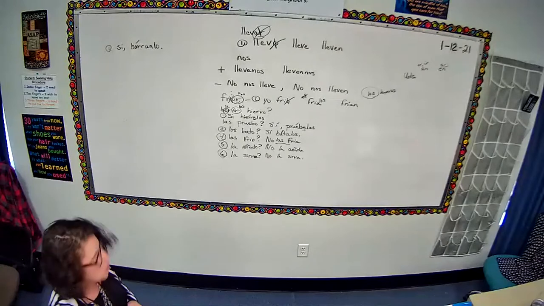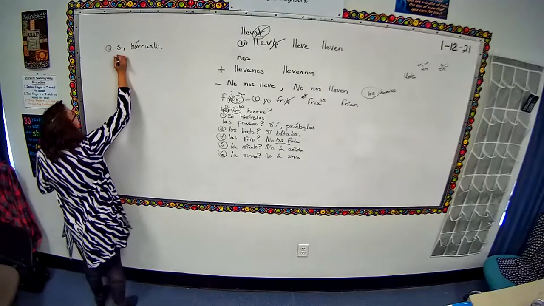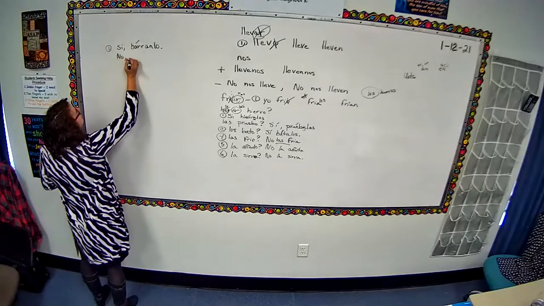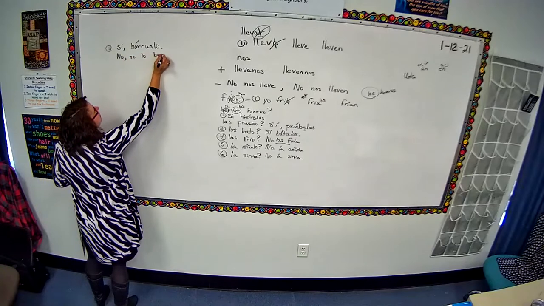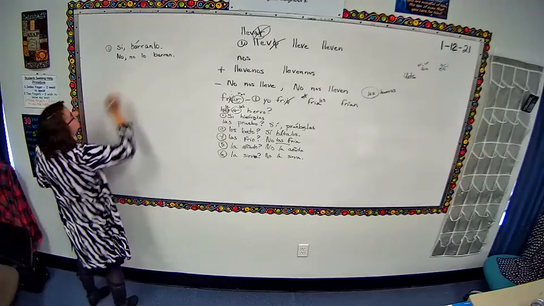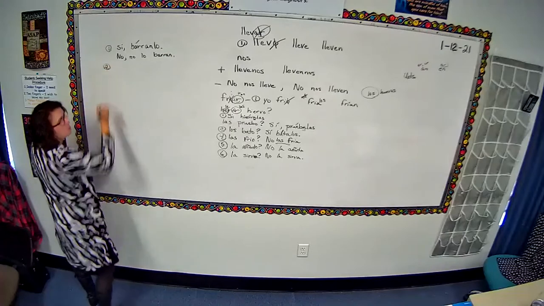Okay? Bárranlo. All right, let's make it negative. Don't sweep it. No lo barran. Good. It's really easy. Once you have one done, you just have to switch the order a little bit. Let's look at number two.